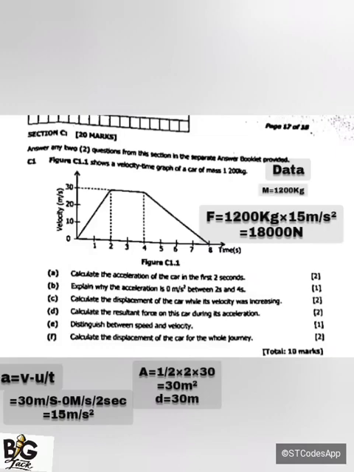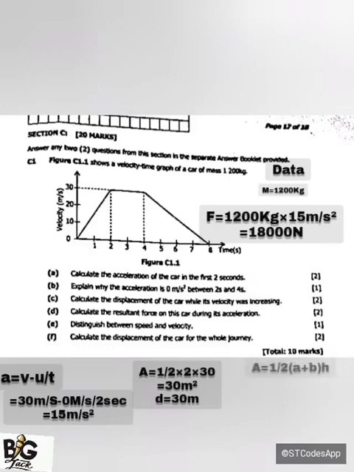Okay. Then question F is saying calculate the displacement of the car for the whole journey. So like the one I was saying here, the area under the graph is equal to the displacement or the distance. So in this case, the area under the graph is the trapezium. Okay, so here I'm going to use the formula for calculating the area of the trapezium to calculate the displacement of the whole journey.